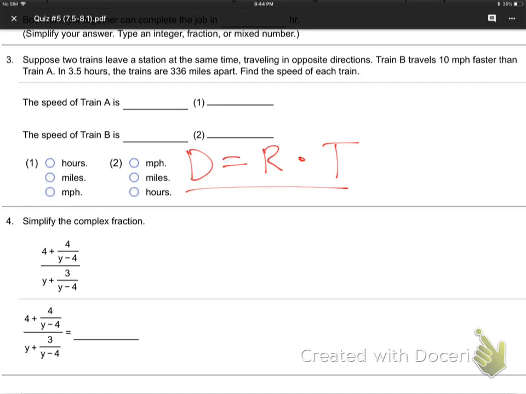That's the formula we always use for these travel ones, right? Don't forget the equal sign. That's important. Distance equals rate times time. So try to fill in as many boxes as you can. And then you usually get the remaining 2 by using the formula.